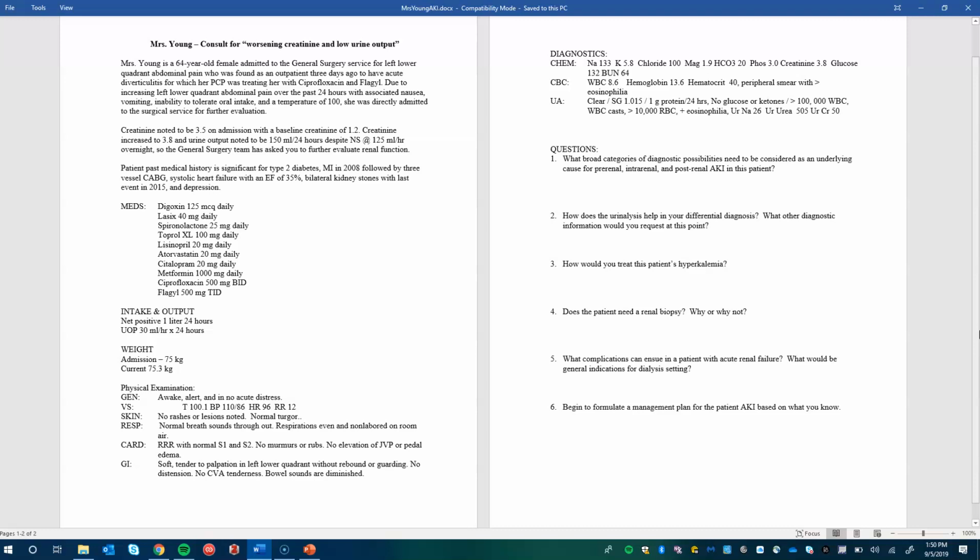So what does that lead you towards? Is this pre-renal or ATN? Yep, so she's probably progressed to an ATN if she's greater than 50. ATN, yeah.